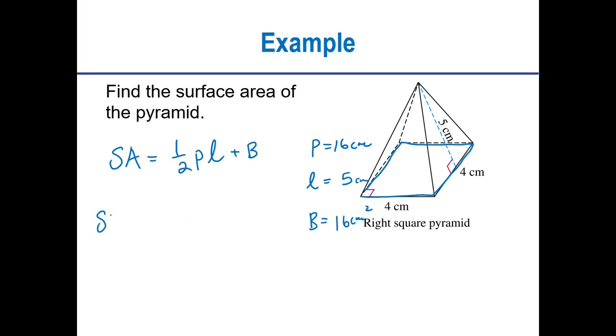So let's plug everything into the formula. So the surface area is equal to 1/2 times 16 times 5 plus 16. This simplifies to 40 plus 16, so we get the surface area is 56 square centimeters.